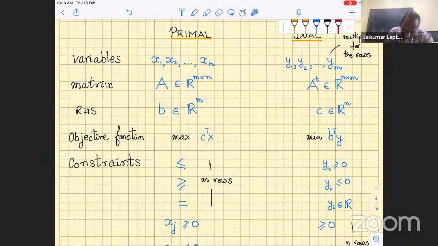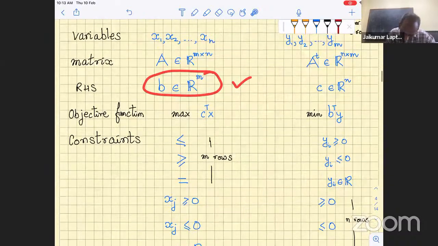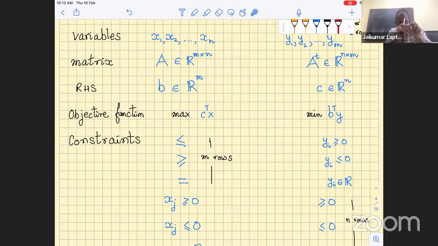So the variables x1 to xn, here the variables are y1 to ym, but we'll come to this part later. Let us just see. So we defined our matrix like this. The right-hand side will be a scalar with m components. The objective function will look like this, where the C will have scalars, but n of them, because it has to provide one scalar for each of the x's.